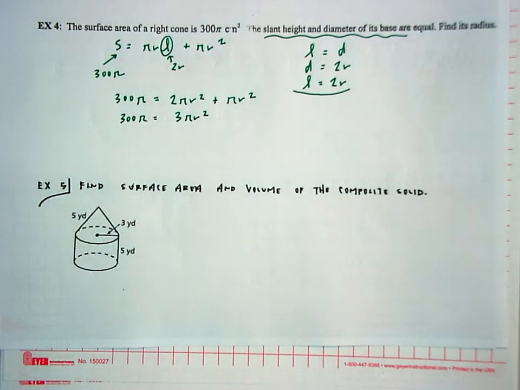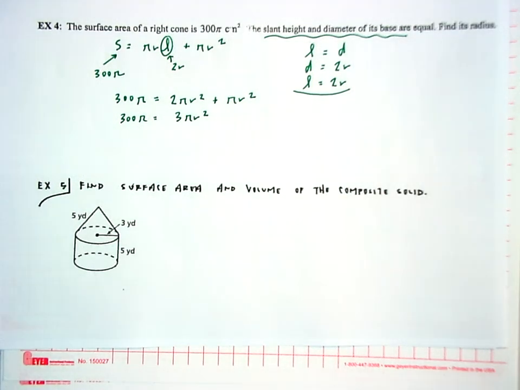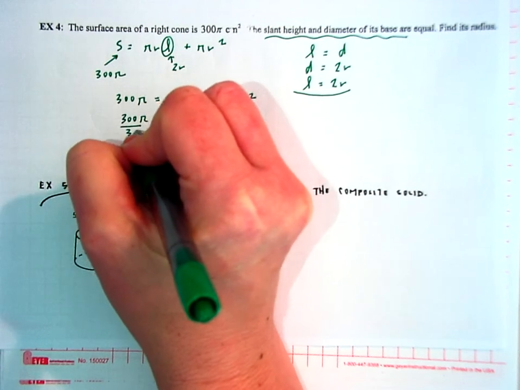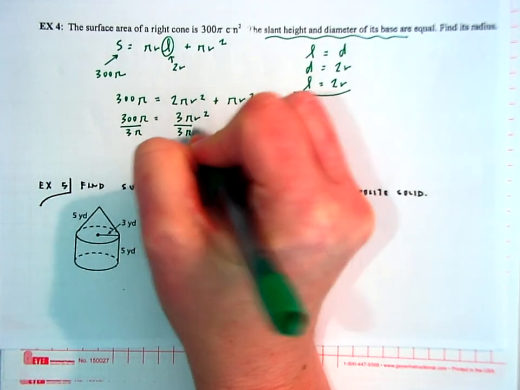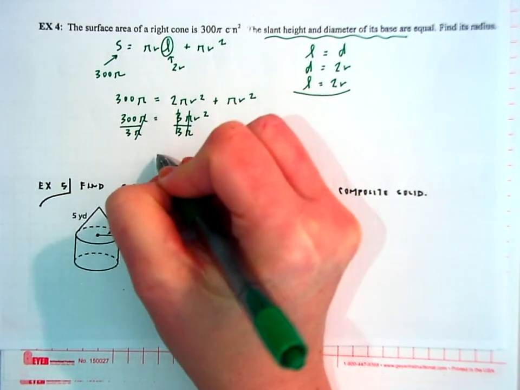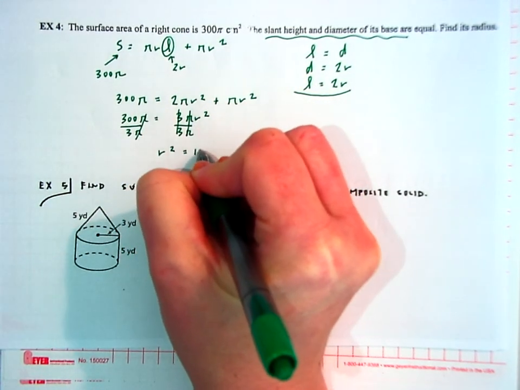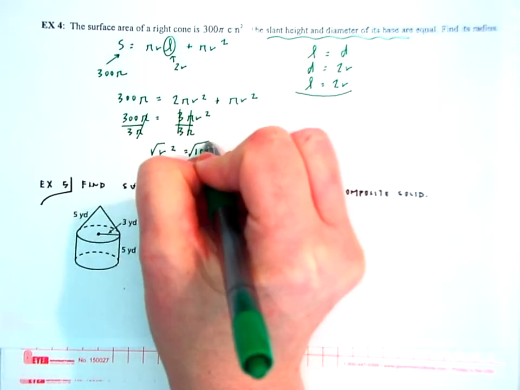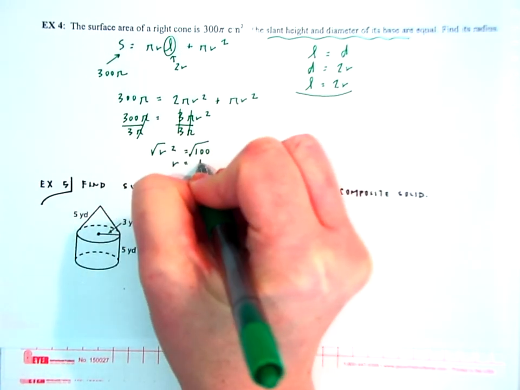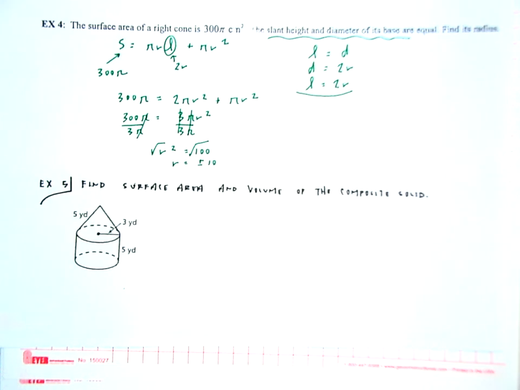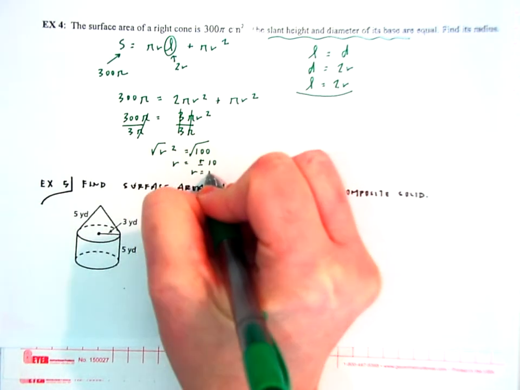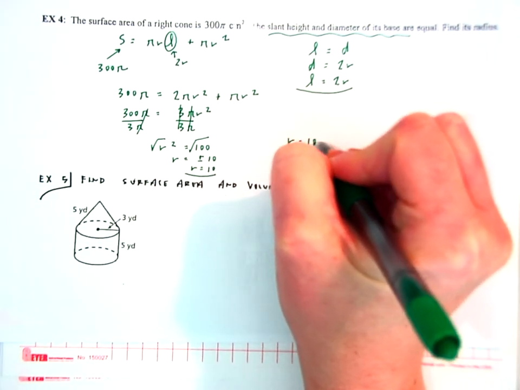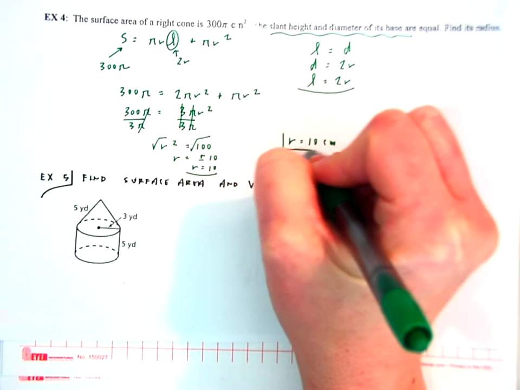So now again, it's just an algebra problem and I'm trying to solve for the r. So I can divide each side by 3 pi. My radius squared is equal to 100. I solve by taking the square root. I know that it could produce plus or minus 10, but my radius, it's gotta be the positive. So my radius is equal to 10 centimeters.